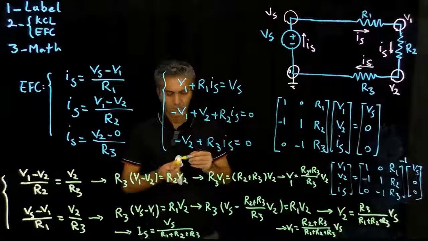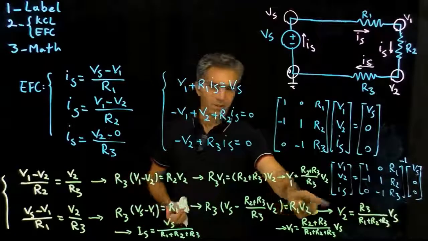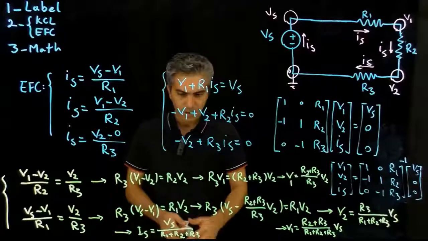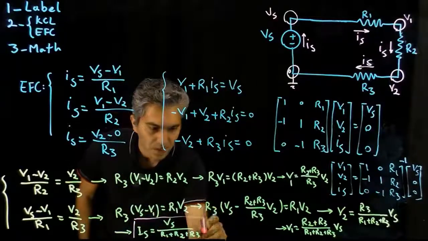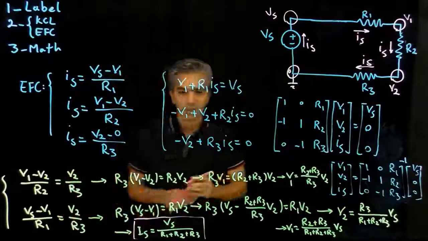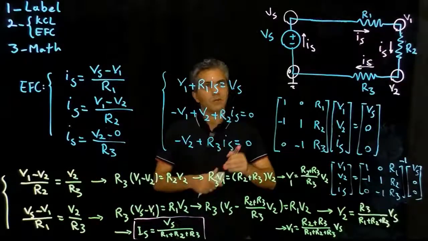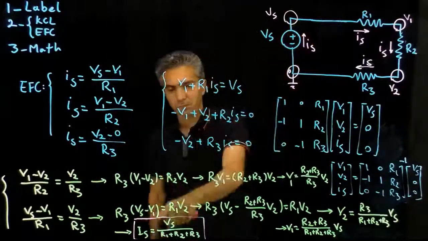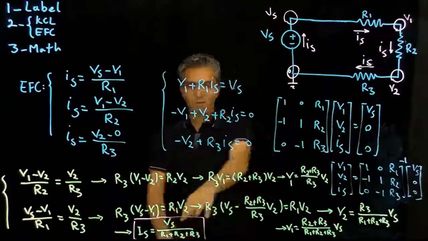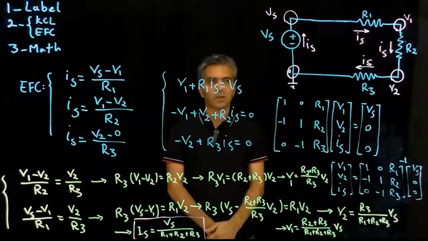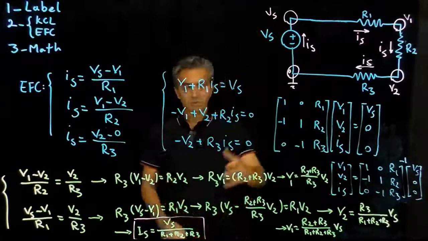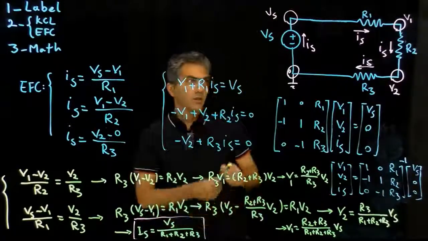And we're done. We have calculated V1, V2, and Is. One of the results that is important for us in this discussion is the current that is passing through these three, which appears to be the voltage of the source divided by the combination of all three resistors, or the values of the resistors added to each other. So why is that important for us?